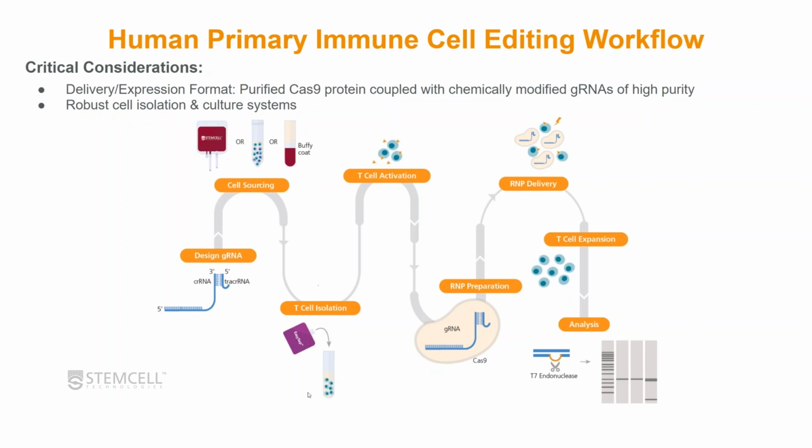So you can use our EasyStep immunomagnetic selection kits to isolate T cells of very high purity. You can then culture those cells, activate them, and then deliver the RNP. And then we have optimized protocols to expand those T cells, followed by analysis of editing efficiency.